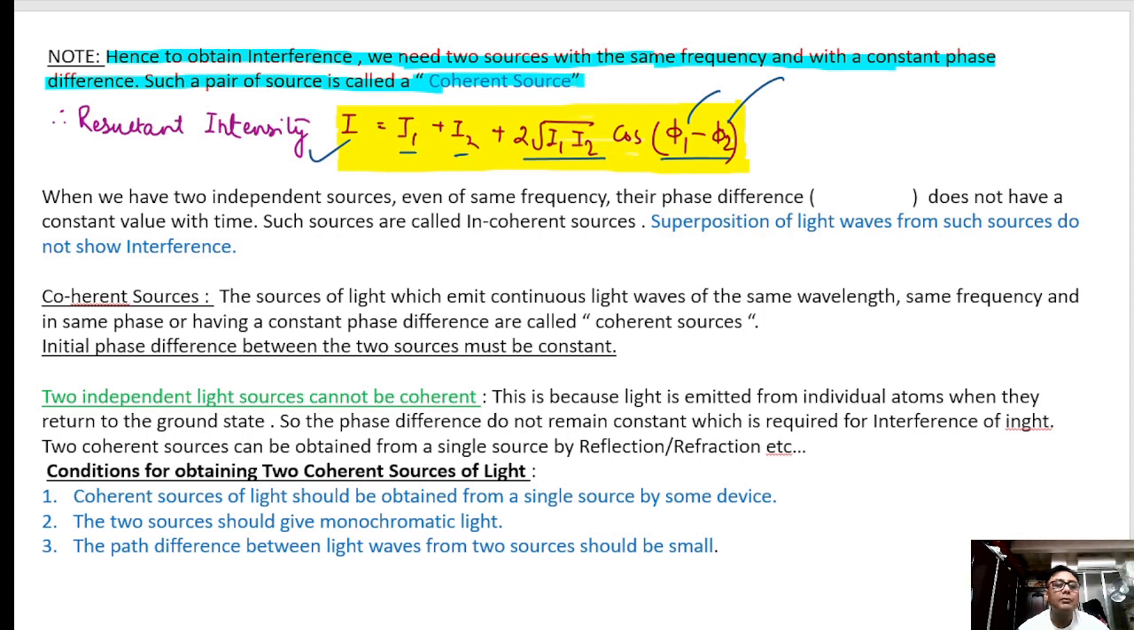Please watch this very carefully, this is a very important note. We need two sources with the same frequency and constant phase difference. That means the phase difference should not keep on changing and the frequency of the wave should not change. Such two sources are called coherent sources. So we need coherent sources for obtaining the interference pattern.